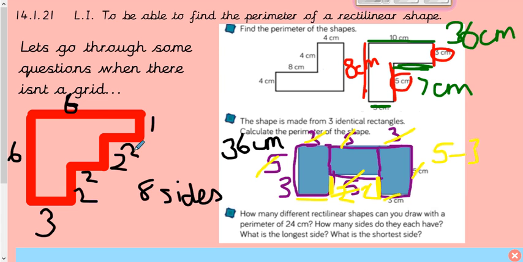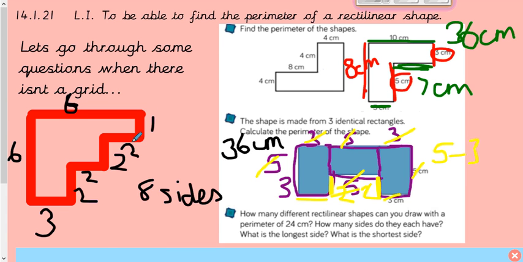So I've got 1, 2, 3, 4, 5, 6, 7, 8, 9, 10, 11, 12, and 6 is 18, and another 6 is 24. So the perimeter is 24. There's 8 sides. The longest side is both of these ones, so I've actually got 2 which are the same. And the shortest side is this one.